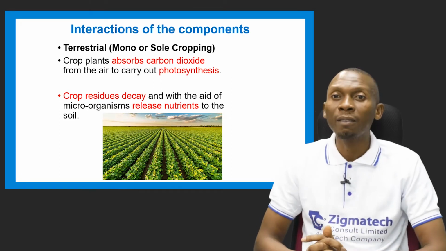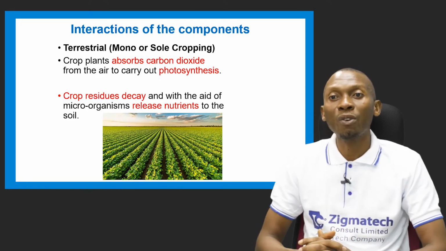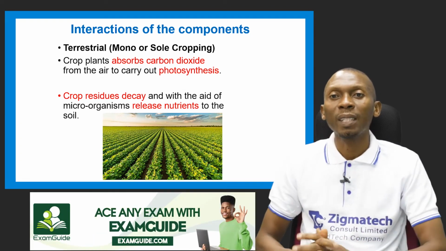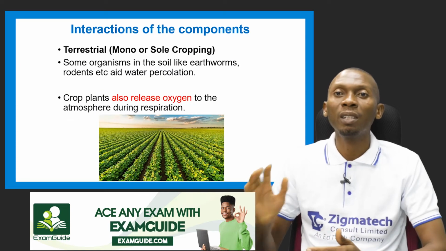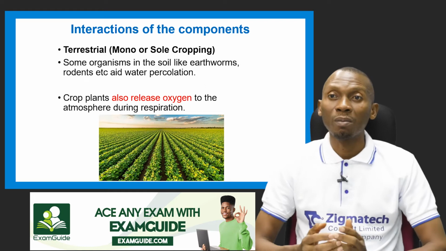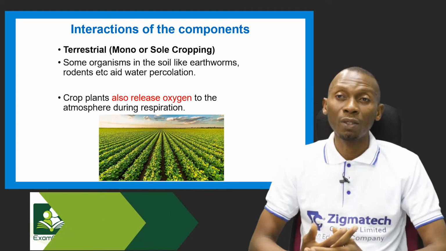They do decay, and once they decay with the aid of microorganisms, they also release nutrients into the soil. That's another relationship or interaction. Some organisms are also in the soil.